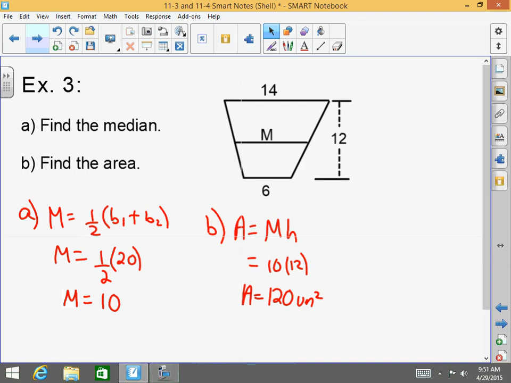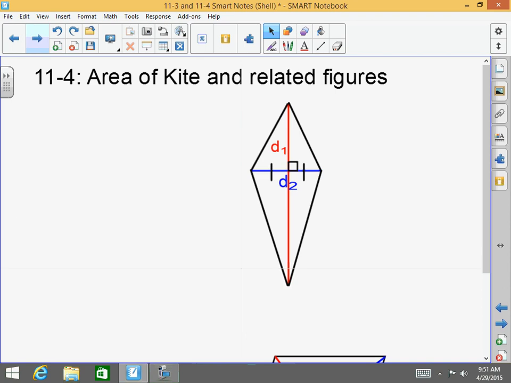Does that make sense? Nice and easy, right? And that in a nutshell, my friends, is trapezoids. Any questions before we move on, my brothers? Yes, no, maybe, kind of, sort of? Okay. Yes, sir.